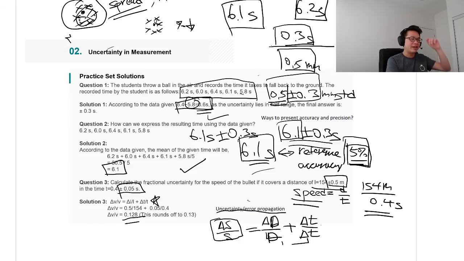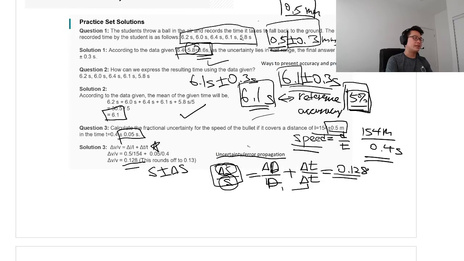Okay, but how can we find the actual uncertainty number for the speed? We have 0.128. It's pretty easy. We just need to multiply our speed by the fractional uncertainty, or the relative uncertainty, and then we will have the uncertainty of the speed. Then we express our answer as the speed plus and minus the uncertainty of the speed.